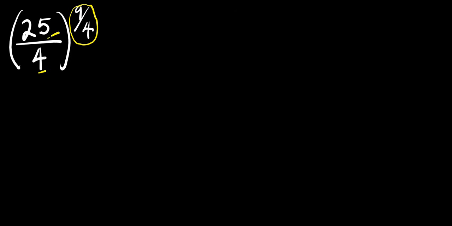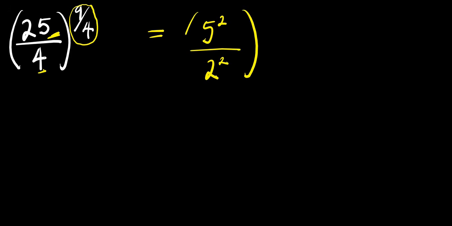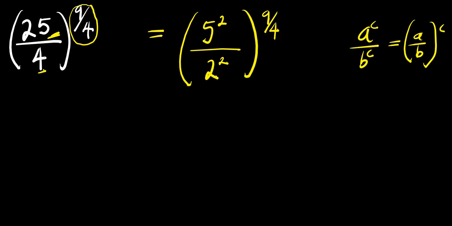We have 25 here, and 25 is a perfect square, that is 5 power 2. So this simply means we can have 5 to the power of 2 divided by 4, which is 2 to the power of 2, and this is raised to the power of 9 over 4. Now, consider this identity: a power c divided by b power c equals a divided by b raised to the power of c.